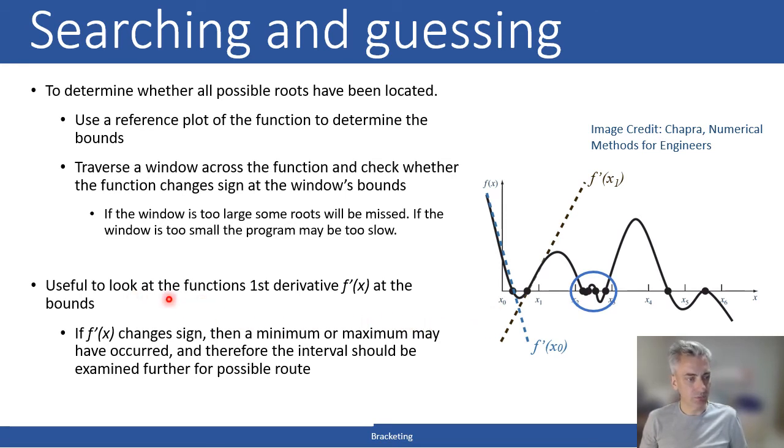It's also useful to check whether the function's first derivative changes sign at the bounds. If it changes sign, then there's likely a turning point, as in this case. So we see that if we put a lower bound here, the first derivative is negative, and at the upper bound, the first derivative is positive. So in this case, there's a change in the sign of the first derivative, and there's a turning point in between. So we can also use those sorts of facts to understand where roots are and where turning points are and how the function behaves.